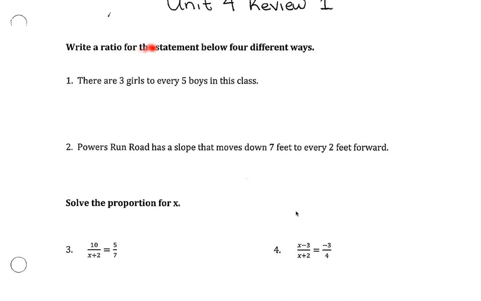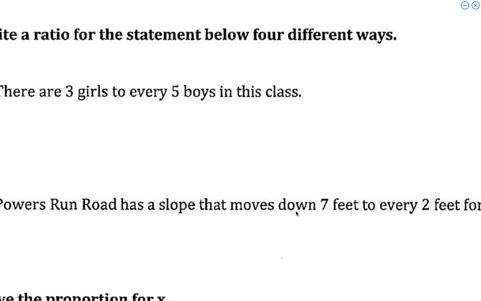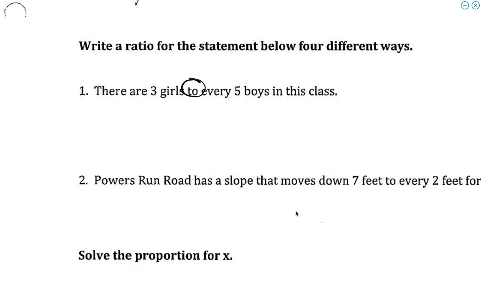So how do we write a ratio? There are 3 girls to every 5 boys. This word "to" is what turns into our colon. And then the order comes the same way, 3 colon 5. So that's your standard ratio form.